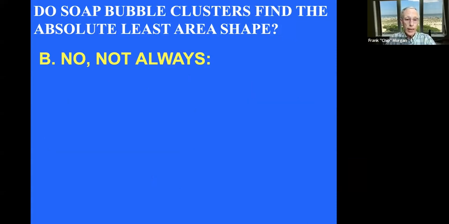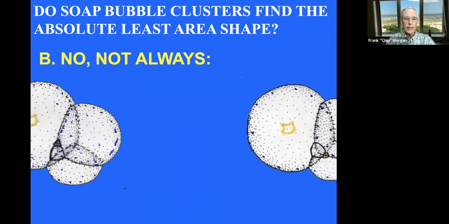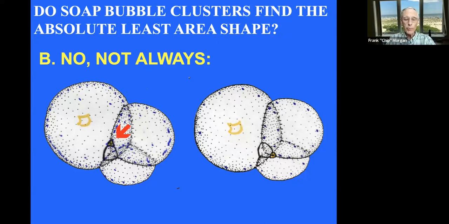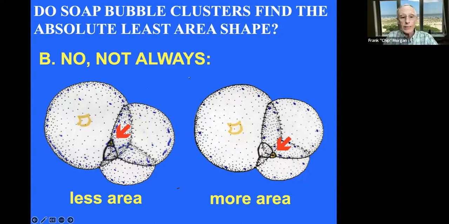On the cluster on the left, it's placed comfortably among the larger bubbles. And the one on the right, it's less comfortably placed among the medium-sized bubbles, with the result that the cluster on the left has a little less area, and the one on the right has a little more area, and therefore fails to find the least area shape. So that's not always. There's a counterexample.